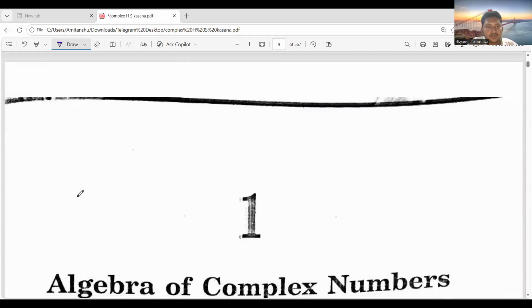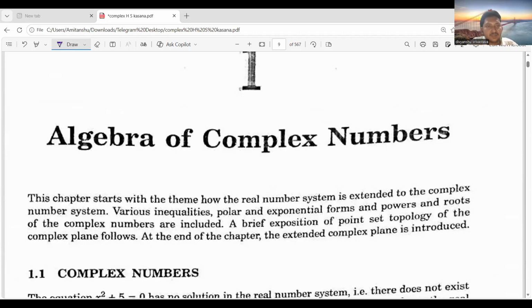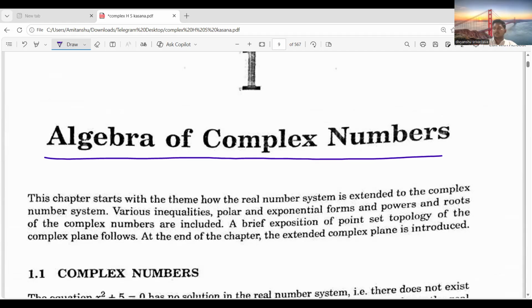Okay. Now come to the next part, which is your algebra of complex numbers. So basically, in this section, algebra of complex numbers gives you some basic idea about the fundamental concepts of complex analysis. Okay. So now, when you have the field of real numbers, maybe written like this, that is the equation x square plus 5 is equal to 0.